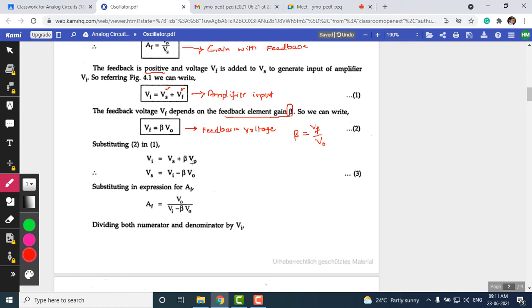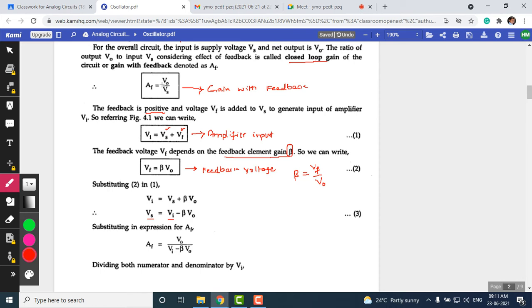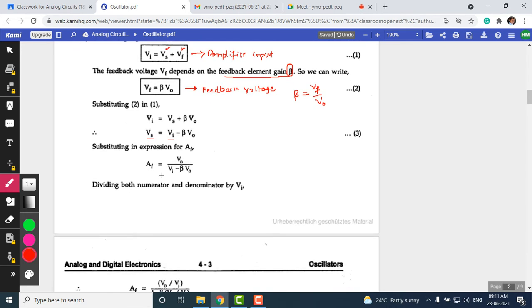Now we can rearrange the terms. Vs is taken to the left hand side, as you can see here, and Vi is moved to the right hand side, with minus beta V naught kept as it is. So now we have equation 3, which is the Vs equation. Now we can substitute this Vs equation in the AF equation. So now we get the overall gain with feedback as V naught divided by Vi minus beta V naught.